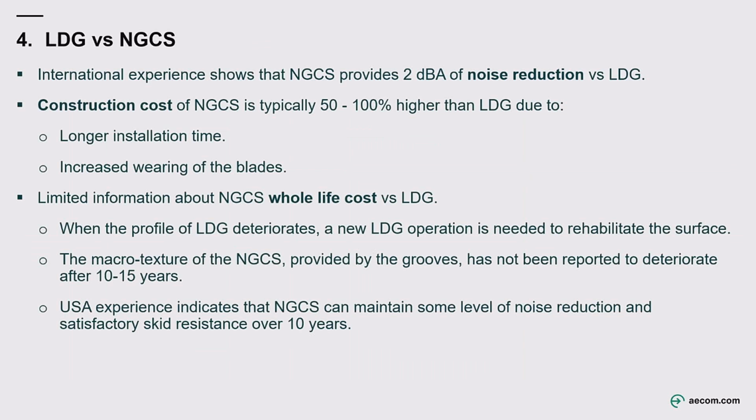So now we had to compare LDG to NGCS. We know NGCS will provide us 2 decibels as a minimum of noise reduction compared to LDG. However, the construction cost of NGCS will typically be 50% to 100% higher than LDG. And this is attributed to 2 main causes. One, you have a longer installation time because you have to carry it out in 2 passes, and you have an increased wear of the blade, which is very expensive and will account for most of your cost.